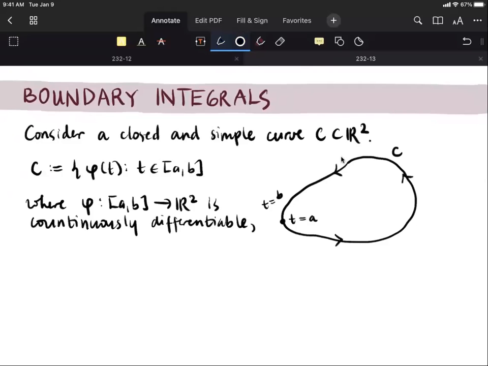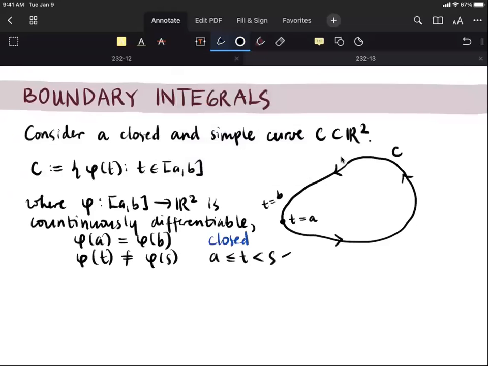And phi of A is equal to phi of B. This is responsible for the closeness of the curve. Okay, so the starting and the end point is the same. And that phi of, let's say, t is not equal to phi of s if t is not equal to s. So let's say if t is strictly less than s. So it will not cross, the curve will not cross itself. So this is what we mean by a simple curve.